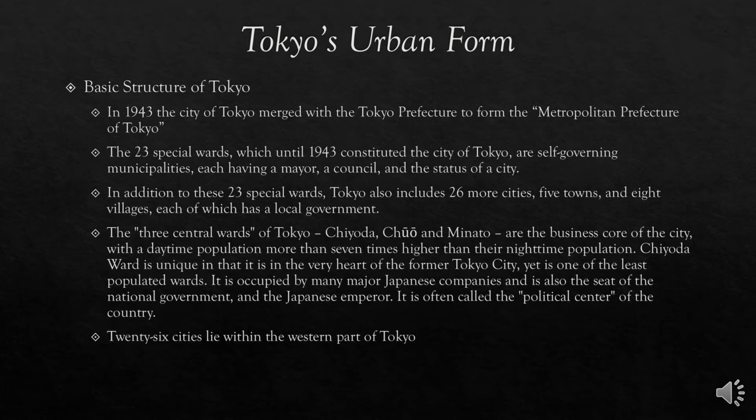The 3 central wards of Tokyo, Chiyoda, Chuo, and Minato, are the business core of the city, with a daytime population more than 7 times higher than their nighttime population. Chiyoda Ward is unique in that it is the very heart of the former Tokyo city, yet it is one of the least populated wards. It is occupied by many major Japanese communities. It is also the seat of the national government and the Japanese emperor. It is often called the political center of the country. The Tokyo Prefecture also contains 26 cities in its western part.